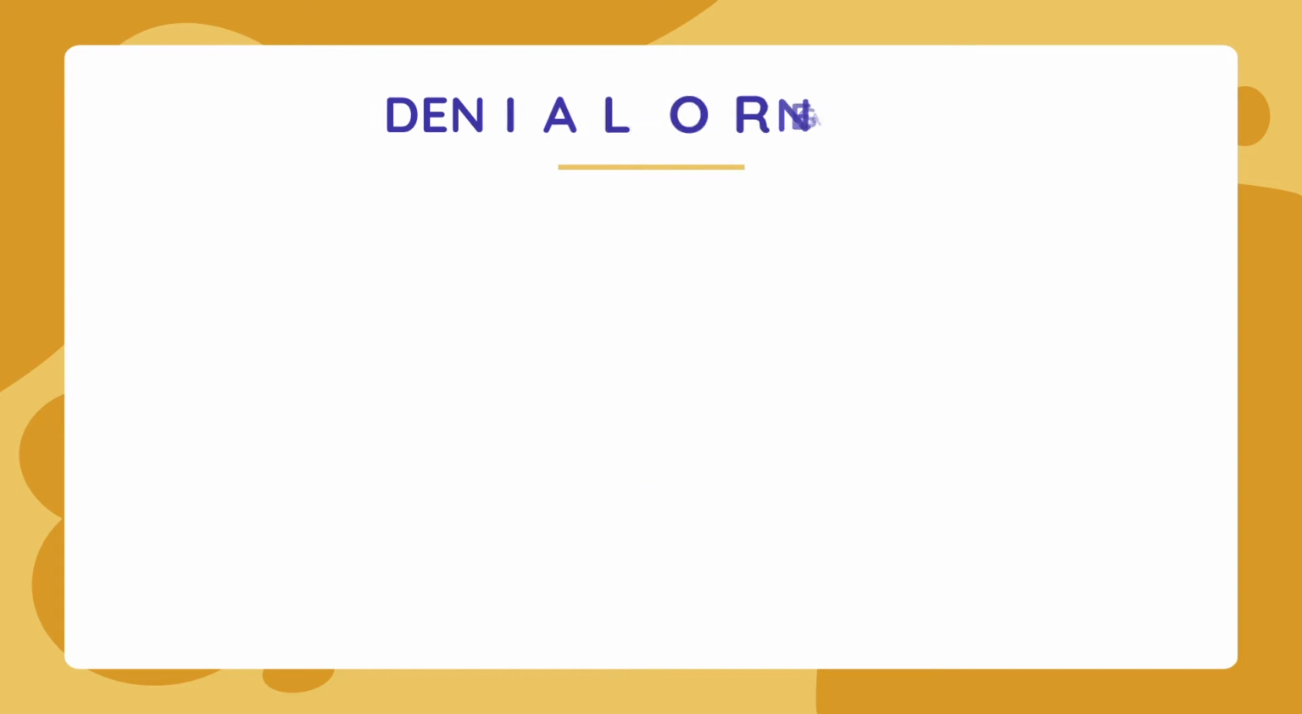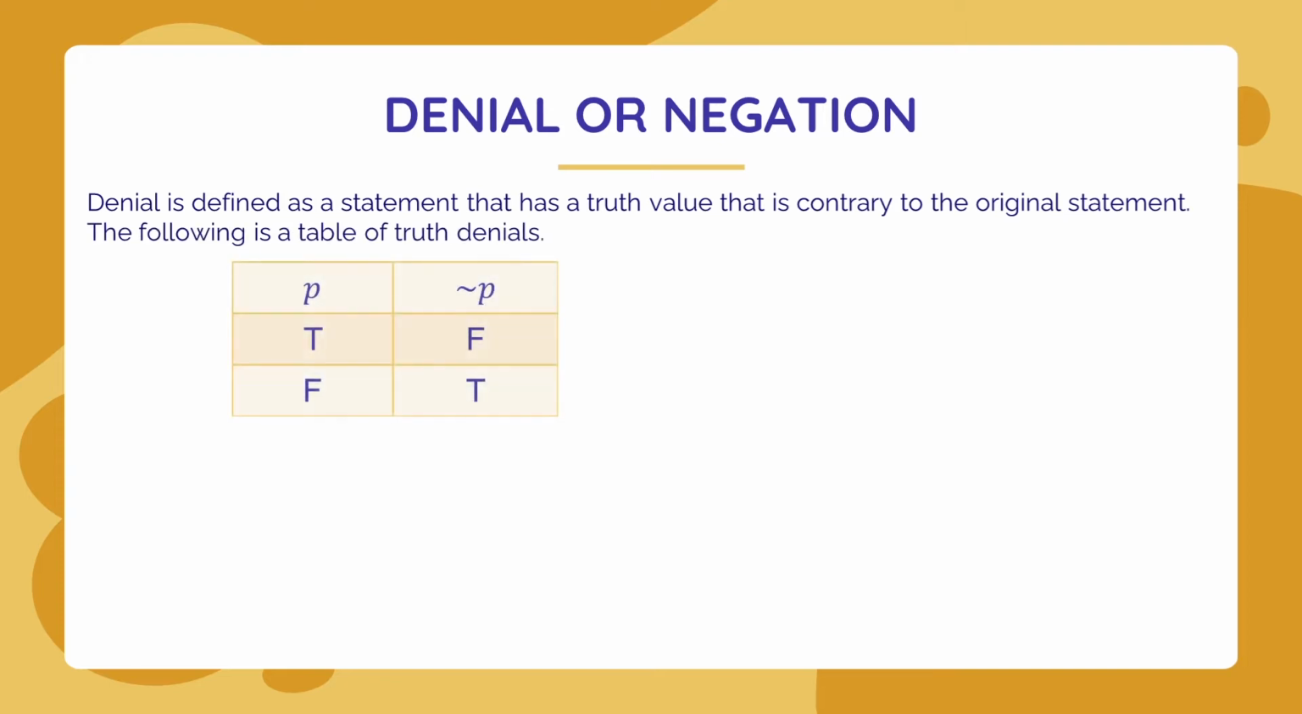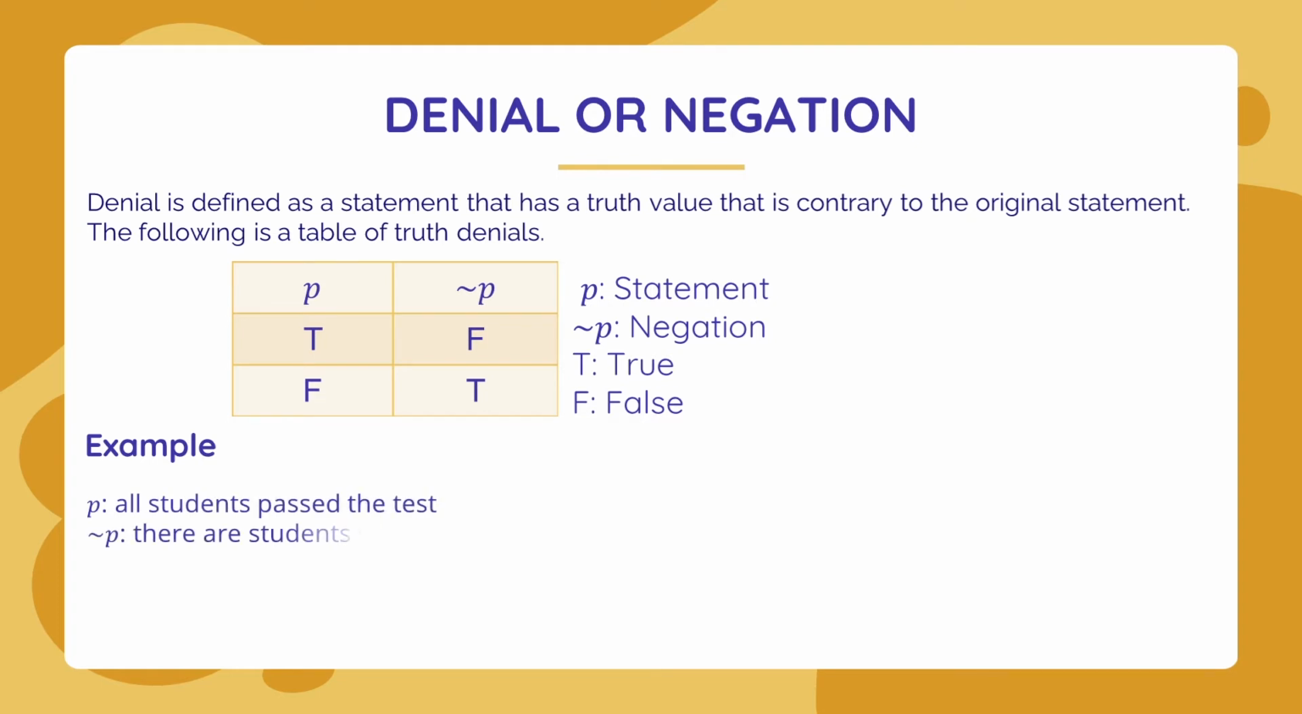The second is denial or negation. Denial or negation is defined as a statement that has a truth value that is contrary to the original statement. The following is a table of truth of denials. If a statement P is true, then the negation will be false, and vice versa. For example, P: all students pass the test. Negation of P: there are students who do not pass the test.